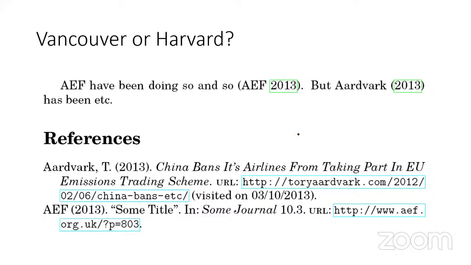It should also be easier. So Vancouver or Howard. So here it is not numerical. You have the author name followed by year, and in the end, it is arranged alphabetically. So aardvark comes before AEF and so on. So this is Howard. Okay. Yeah, good.